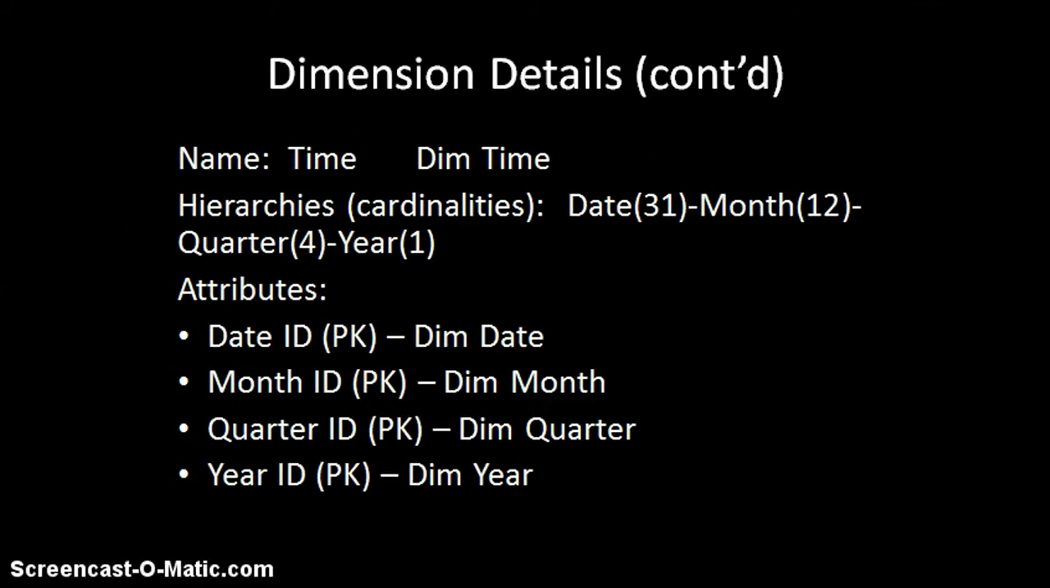And then the last one for dimension details, we have time. And the hierarchies for that are date, roughly 31 days, months 12, quarters 4, and years overall 1. Attributes for each one, date ID for dim date, month ID for dim month, quarter ID, and year ID in their respective dimensions.